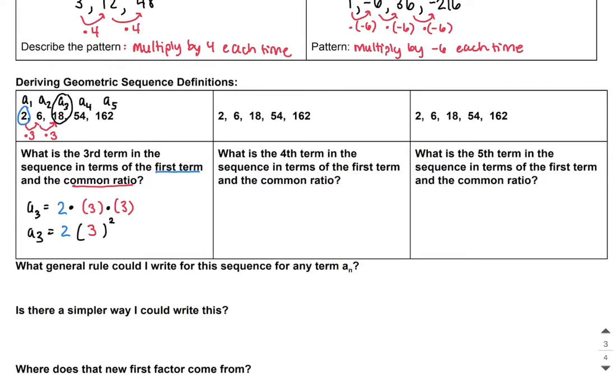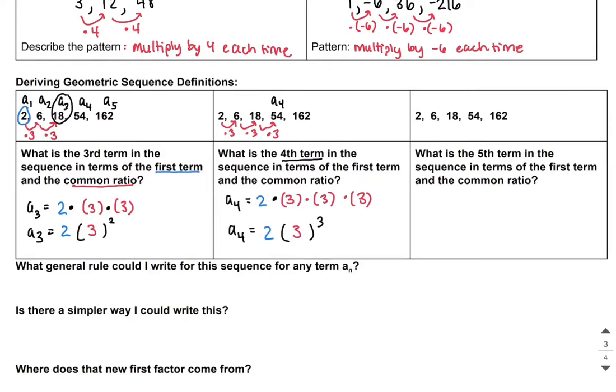For a sub 4, my fourth term, that's 54. If I want to write that in terms of my first term, I have 2 times, I'm going to multiply by 3 three times. So 3 times 3 times 3. I can simplify this to a sub 4 is equal to 2 times 3 to the third power.